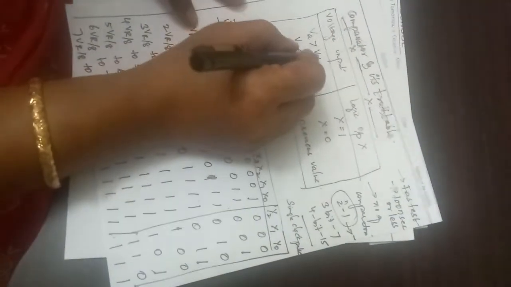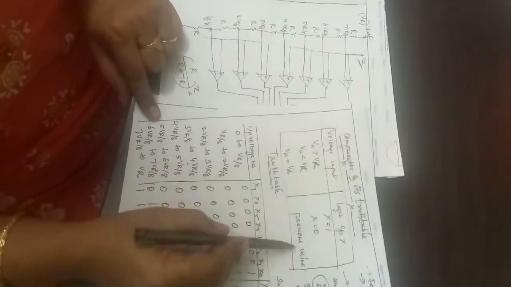So suppose our input voltage we have given. Here you can see I have given the comparator truth table. If VA is greater than VR, what is VA? Our unknown input voltage. If VA is greater than VR, the output of the comparator is 1. If VA is less than VR, the output of the comparator is 0. If it is equal, it keeps its previous value.